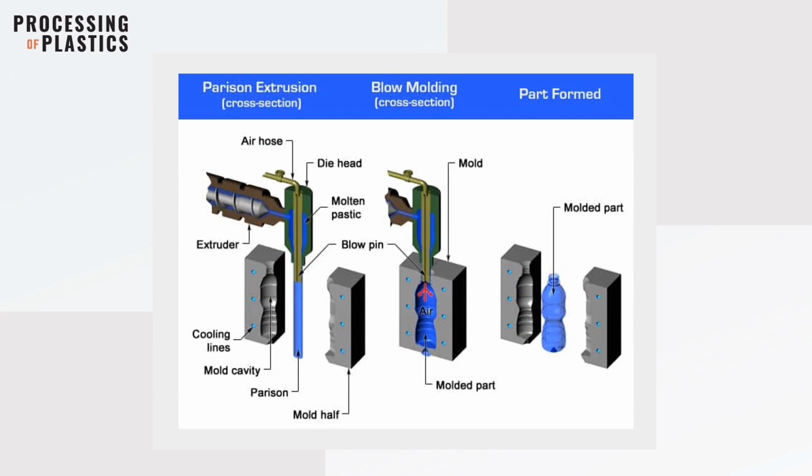The raw material in granular form is fed via a hopper into the feed barrel, which is heated to help melt the granules, and there's a colorant called master batch.